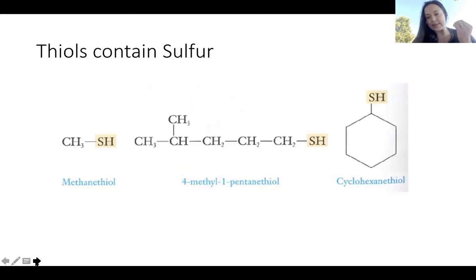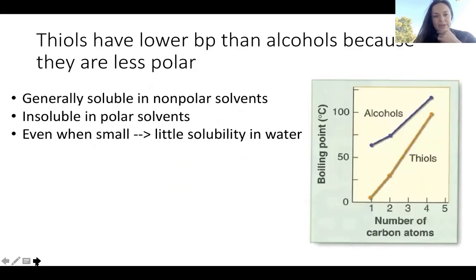Oh, and then we had thiols. Thiols contain sulfur. So if you have this SH group attached to an alkyl group, a carbon group, that's considered a thiol. And what you need to know, here are the physical properties. So they have lower boiling points than alcohols, because there's less polarity, and they tend to be soluble in non-polar solvents. Okay, so even when they're small, they tend to have little solubility in water.